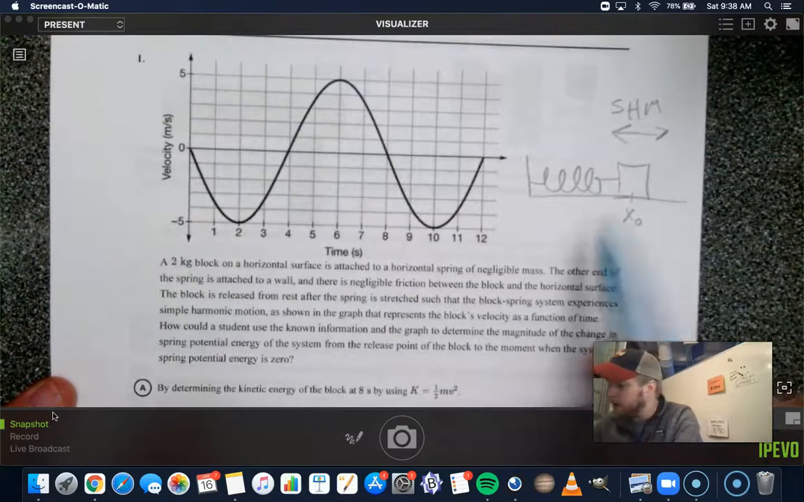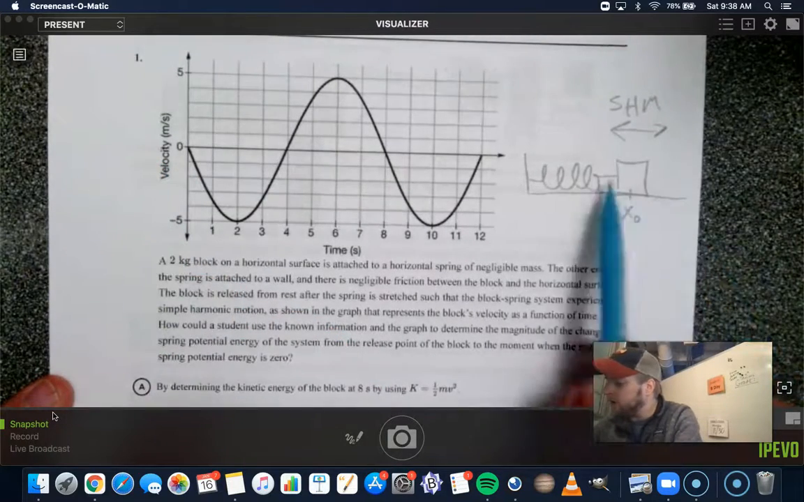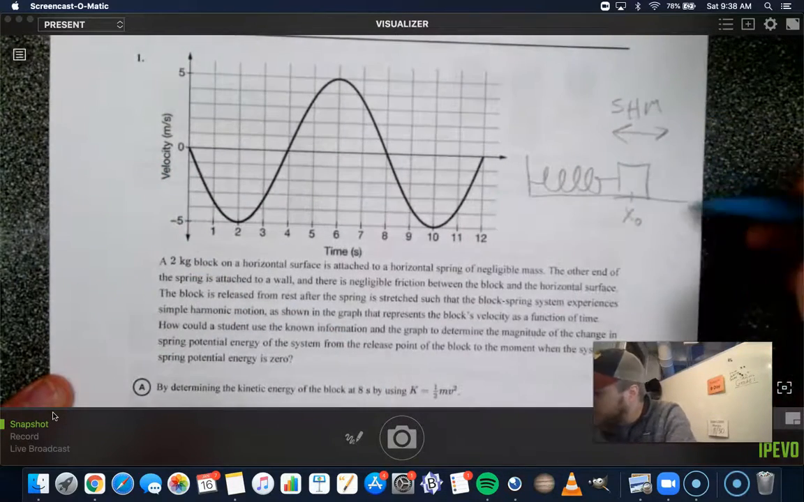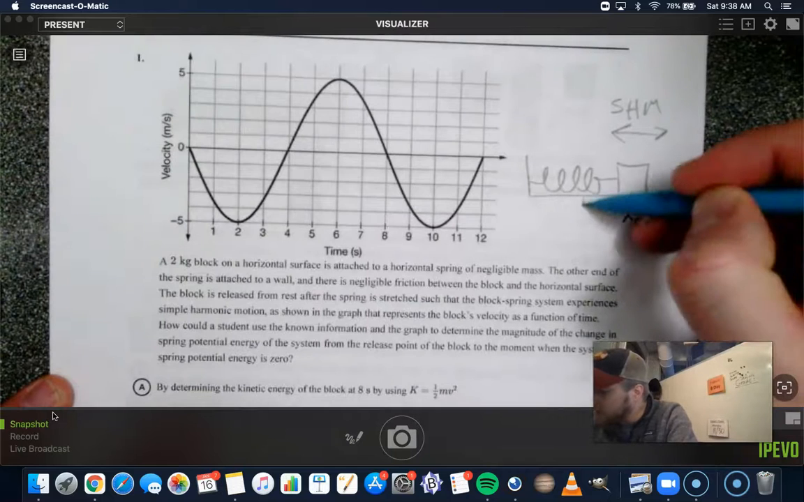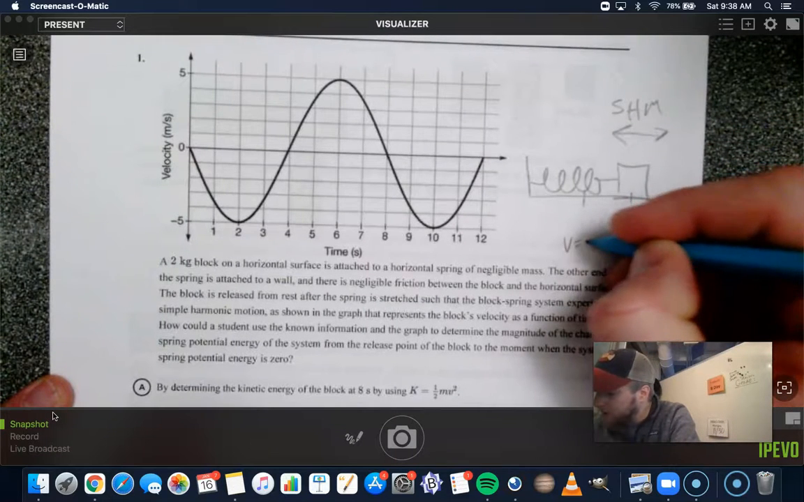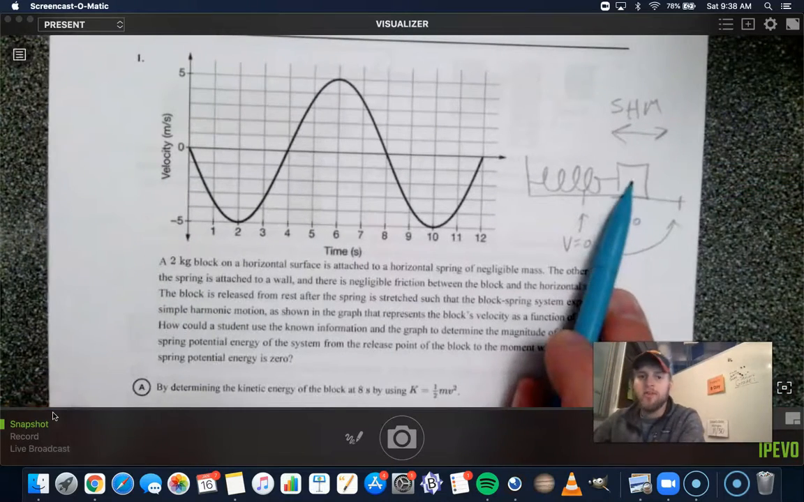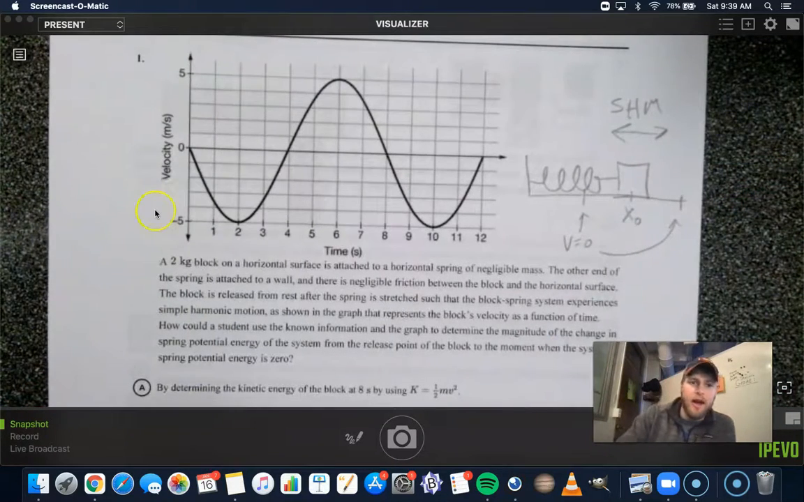Now, importantly, this is a graph of its velocity. So what we know is it's going to oscillate back and forth between some position over here and some position over here. It's going to stop. The velocity is going to be equal to 0 here and over here, and it's going to be moving fastest in the middle. Now, how do we know that?